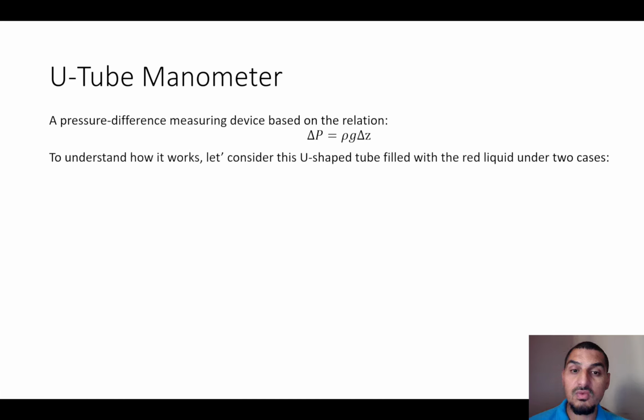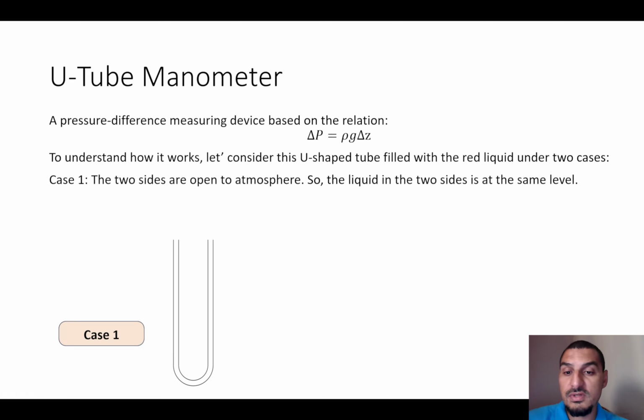To understand it, we will discuss a couple of cases to understand how it works. The first case is a tube that has a U shape, and this is why we call it a U-tube manometer. It's a U-shaped tube that is open from both sides, and we fill it with a liquid. What will happen is that the fluid will fill the two sides so that the two sides are at the same height.